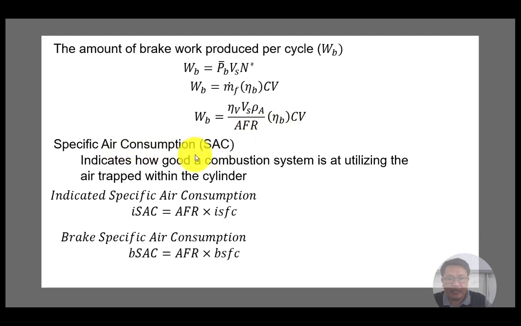Now the specific air consumption, or SAC, indicates how good a combustion system is at utilizing the air trapped within the cylinder. So the indicated specific air consumption, or ISAC, is equal to the apparent air-fuel ratio times the indicated specific fuel consumption. Now to get the brake specific air consumption, or BSAC, that is equal to the apparent air-fuel ratio times the brake specific fuel consumption.